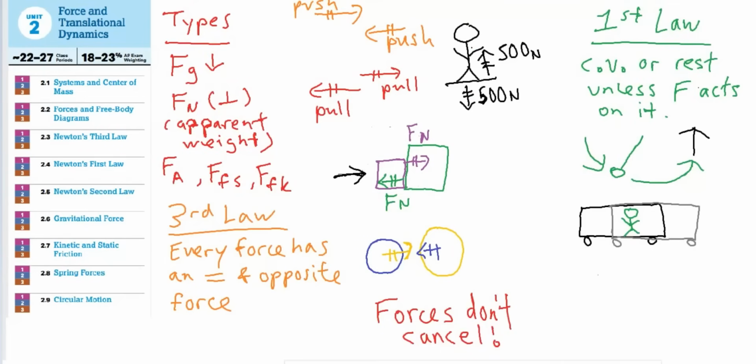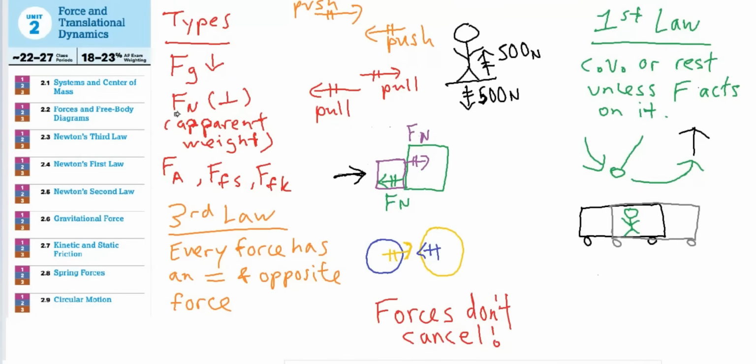Unit 2, we have forces and translational dynamics. So we have some types of forces that I won't get way too into, but we have the force of gravity that is typically considered to be straight down towards the center of the Earth. But obviously, when you're talking about some planetary bodies and things like that, that rule is going to change, but it's always towards the center of mass.